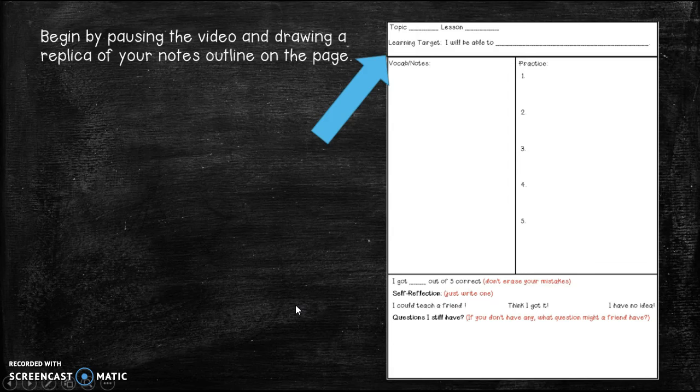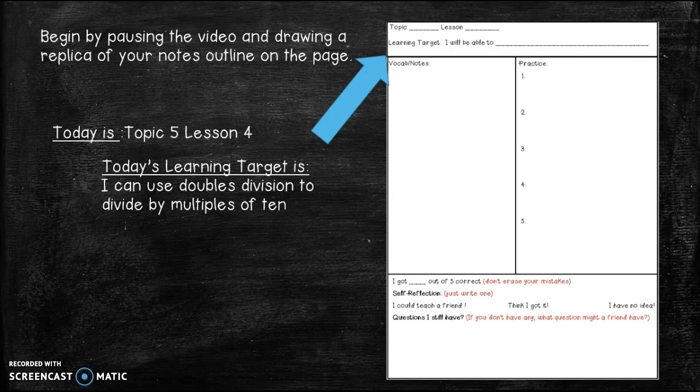Remember, we're going to make a duplicate of our notes because today we're talking about Topic 5, Lesson 4, and our learning target is, I will be able to use doubles division to divide by multiples of 10.